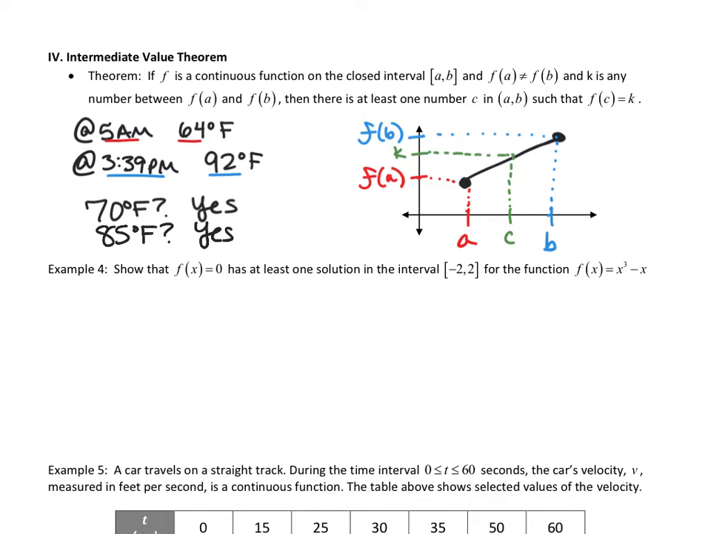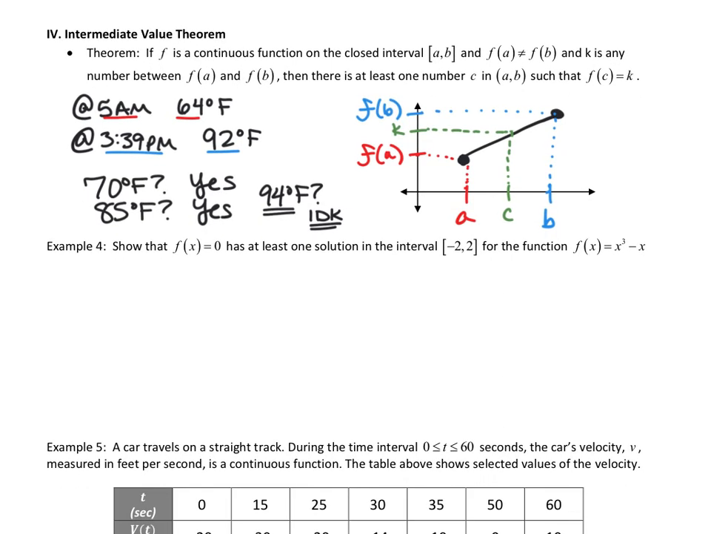So obviously, yes. But at some point today, was it 94 degrees Fahrenheit? Since this number is outside of the range that we're confident about, from the 2 times I took the temperature, we have no idea. It could have been at some point, but we cannot prove it with the intermediate value theorem because we are not sure if it ever actually reached that. We only have information about what happened at 5 a.m. and 3:39 p.m. All of the values that we know need to be in between those. So again, this is why we're able to graph those functions with those zeros.